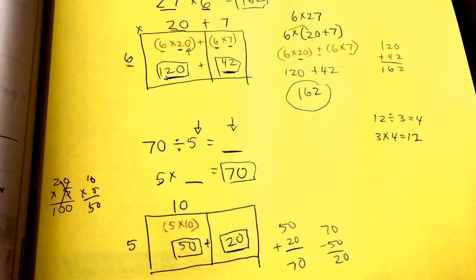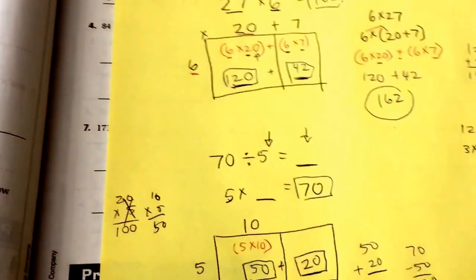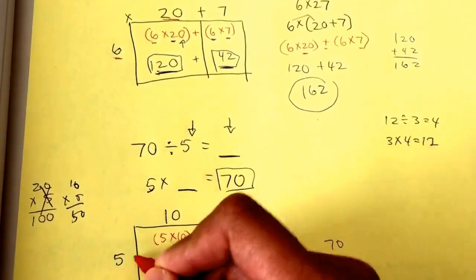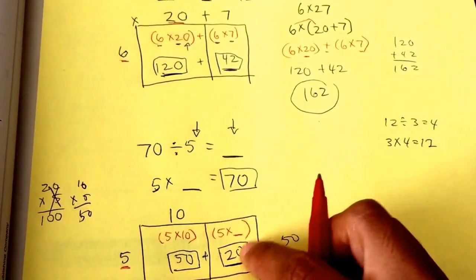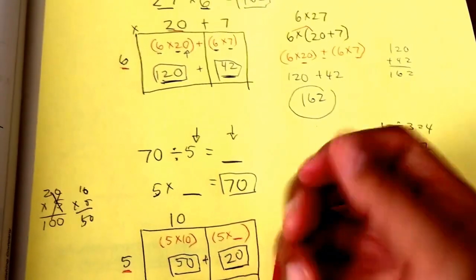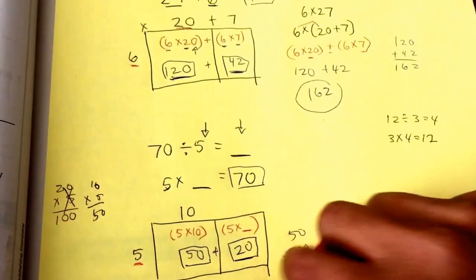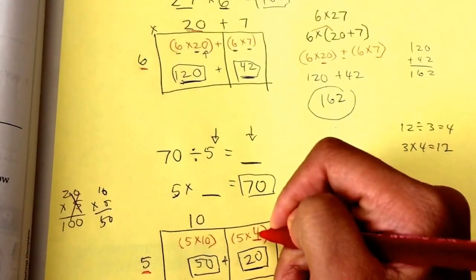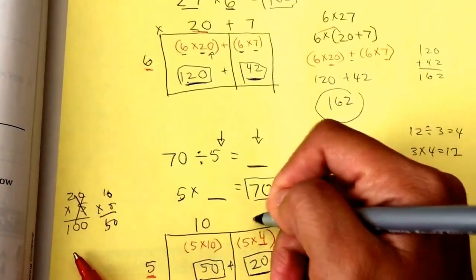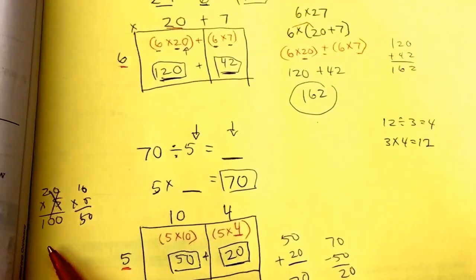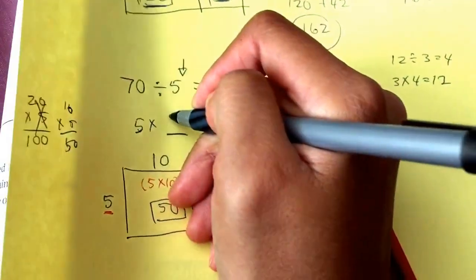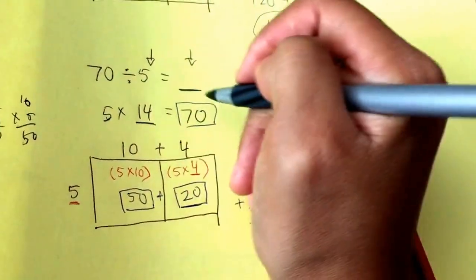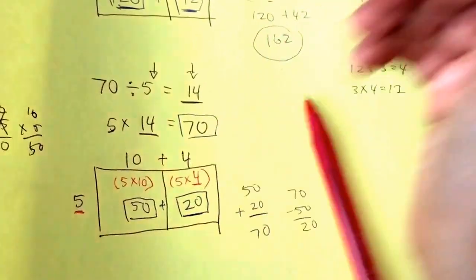So now we're almost there. Now we just need to figure out what goes here. Well, keep in mind, we're multiplying by 5. 5 times some number needs to equal 20. So 5 times what number equals 20? Well, 5, 10, 15, 20. 5 times 4 equals 20. And so this portion right here is 4. And now we almost have our final answer. So let's think this through. Our final answer is 10 plus 4 equals 14. So 5 times 14 equals 70. And therefore, 70 divided by 5 equals 14.